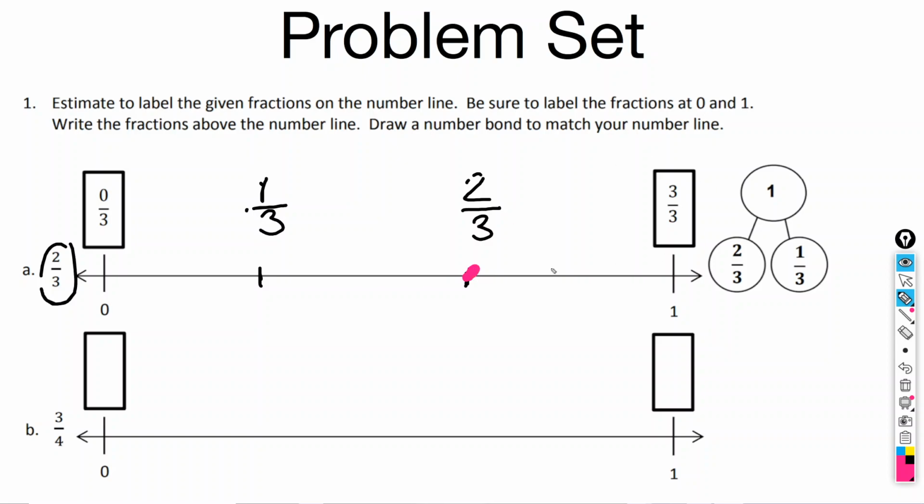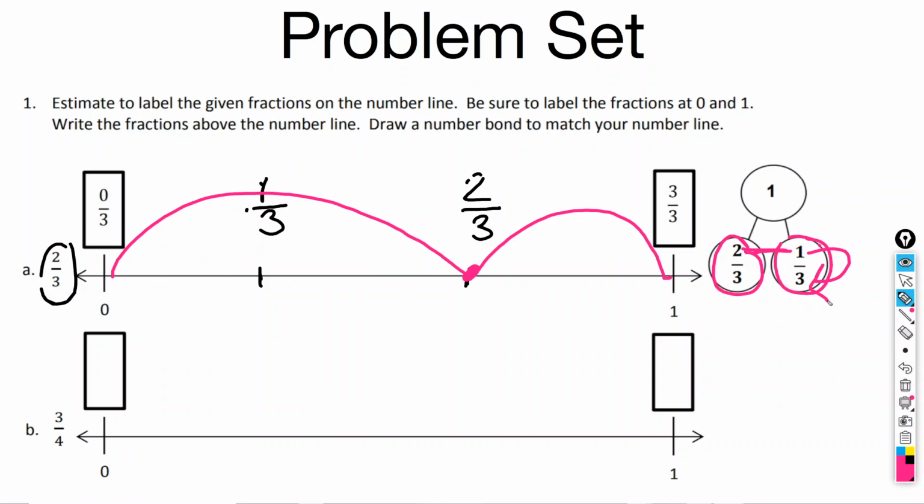And then if you look at the number bond, they did 1 whole and they broke it into 2 pieces. Well, this first jump that we do is all the way to 2/3. So the first number over here is 2/3. Then to get to 1 whole, we only need to jump 1 more time, or 1/3. And we can check our work. 2 plus 1 equals 3, which is our number on bottom. So we know we've gotten to 1 whole piece.